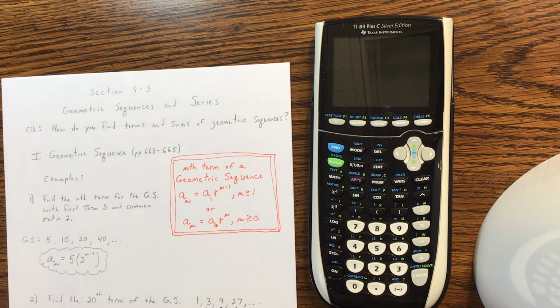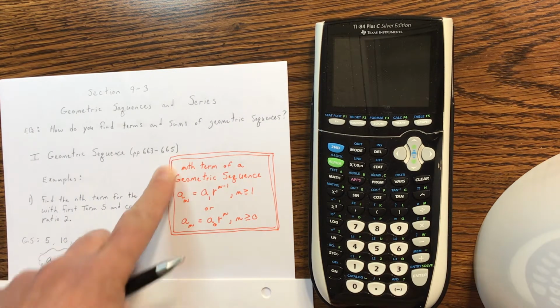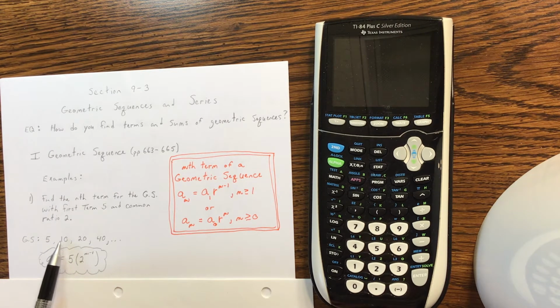Geometric sequences are covered on pages 663 to 665. Follow that; there are quite a few examples to look at. You can work through them as you go along. But let's do one example: find the nth term. In other words, I'm trying to find one of these. Find the nth term for the geometric sequence with the first term being 5 and the common ratio 2. We know the first term is 5. We take 5, multiply it by 2, we get 10. Take 10, multiply by 2, we get 20. And you see it. That is an example of a geometric sequence. Each term is being multiplied by the same value.